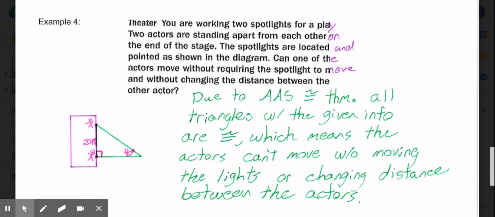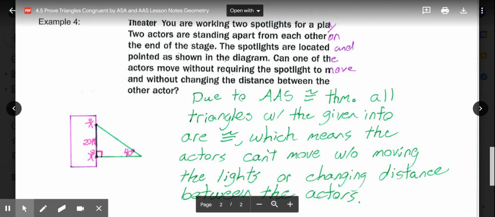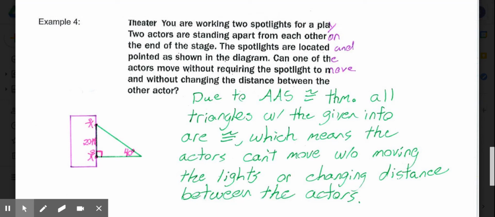And then in example 4, theater example. You are working 2 different spotlights for a play. 2 actors are standing apart from each other on the ends of the stage. Spotlights are located and pointed as shown in the diagram I gave you. Can one of the actors move without requiring the spotlight to move and without changing the distance between the other actor?